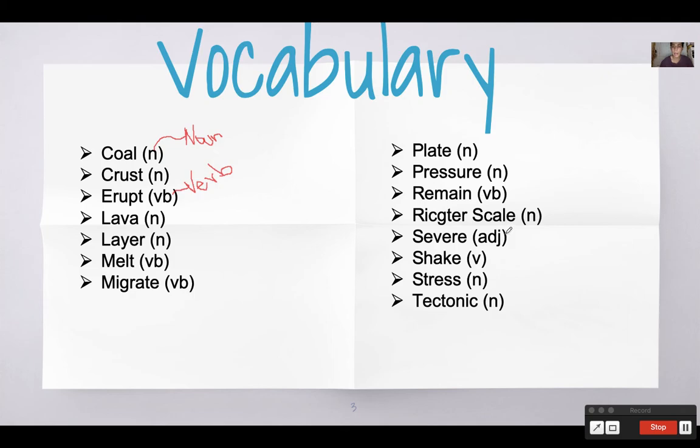And then we have ADJ, that is for adjective. The adjective describes a person, and sometimes an adjective can describe a verb. Let me finish writing this one. Adjective. Okay, so cold is a noun, crust is a noun, erupt is a verb. Erupt is when, for example, a volcano erupts. That is a verb, it's an action.